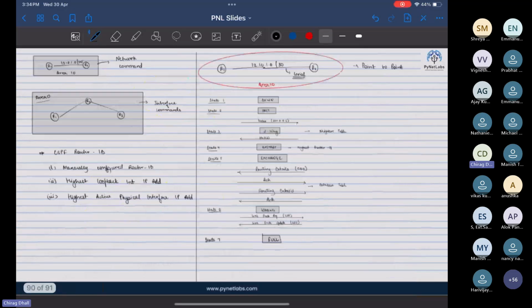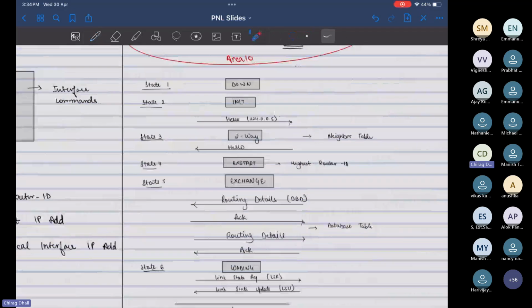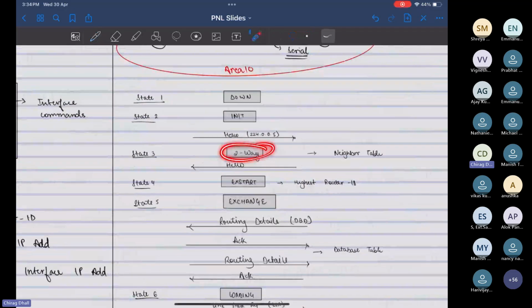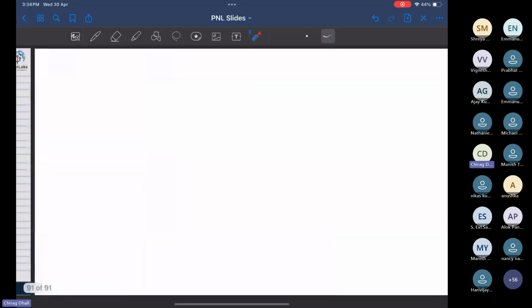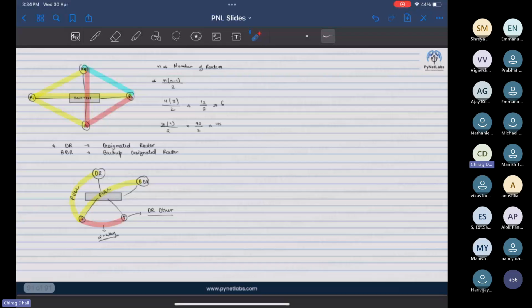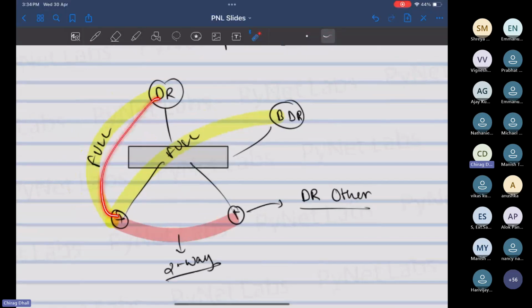Now, what was happening until two-way? If you see, until two-way, we are only exchanging hello messages. No routing information is being exchanged, right? So this brings us the clarity that with my DR and with my BDR, I will exchange my routing information. But with a DR other, I will just say hellos. I'll just exchange hello messages.